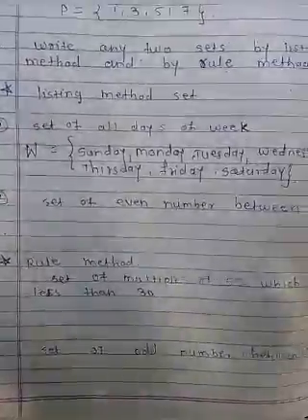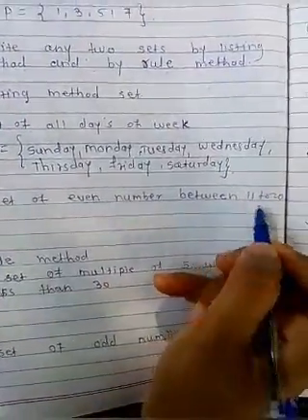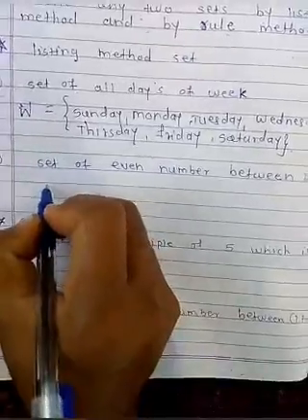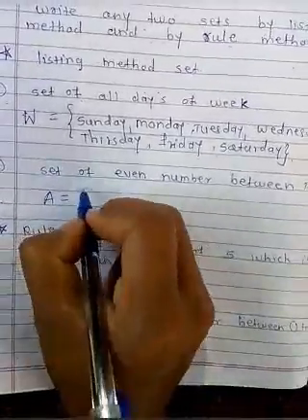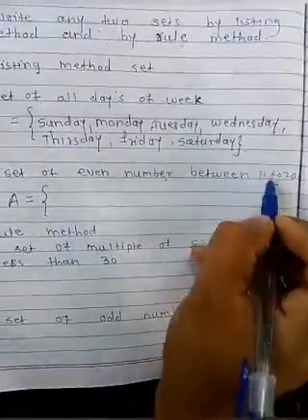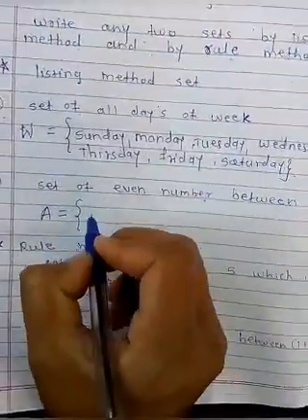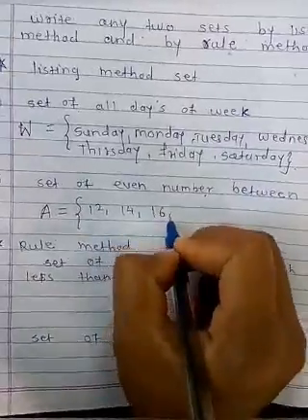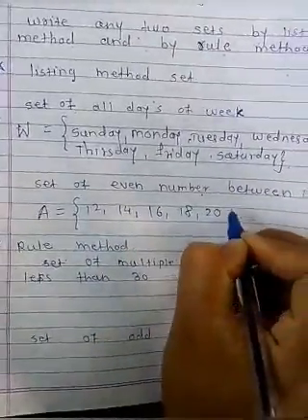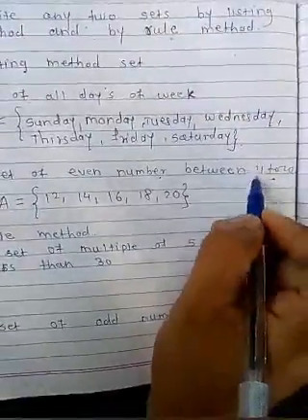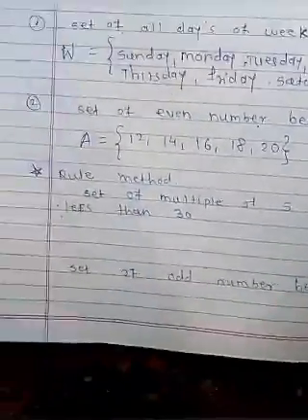Next question is: set of even numbers between 11 to 20. Here we write the set name by capital letter A in curly brackets. Even numbers between 11 to 20, which are they? 12, 14, 16, 18 and 20. These are the even numbers between 11 to 20.